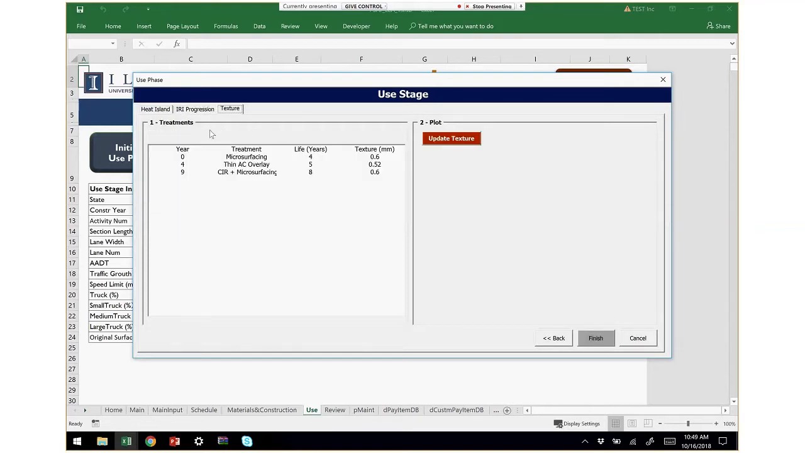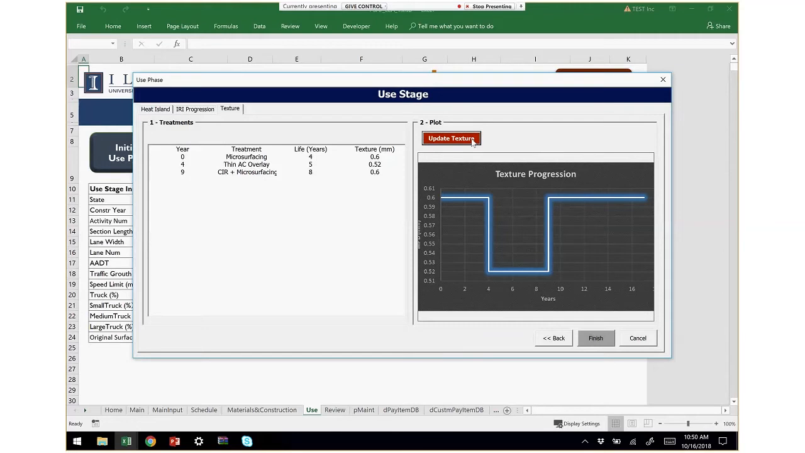And the last one is the texture. We account for the impact of the texture on the fuel consumption as well. So we have the texture numbers associated with each treatment in here. We assume for this tool, the texture remains constant because the duration of the treatments is relatively short. We assume that the texture doesn't change during the duration of these preservation treatments. So these are the impacts associated with the use phase.